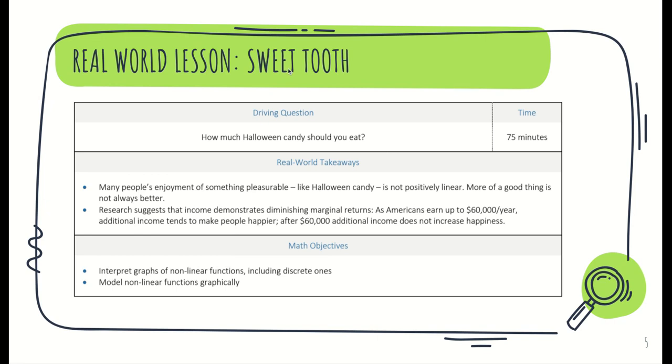In order to get scholars motivated about the lesson, I have chosen to do a cross curricular lesson titled Sweet Tooth. The driving question for this lesson is: how much Halloween candy should you eat? Students will learn many people's enjoyment of something pleasurable like Halloween candy or income is not positively linear. More of a good thing is not always better. Students will interpret graphs of nonlinear functions, including discrete ones, and they're going to model nonlinear functions graphically.